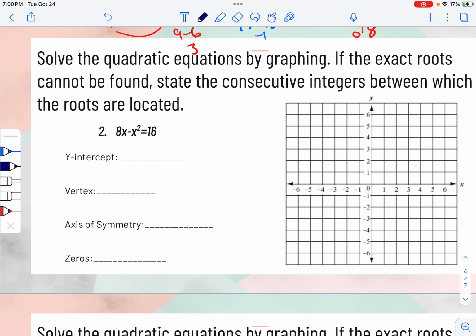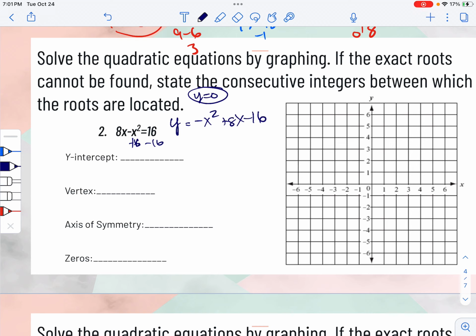Everything's got to be equal to 0. So I'm going to subtract 16 from both sides here. And then write those in order. I'll put the negative x squared first, then the plus 8x, and then minus 16. I'm leaving it as negative x squared because that's what we started out with. I'm going to say this is y, but y is equal to 0. And that just means that wherever it crosses the x-axis, those are going to be your solutions.